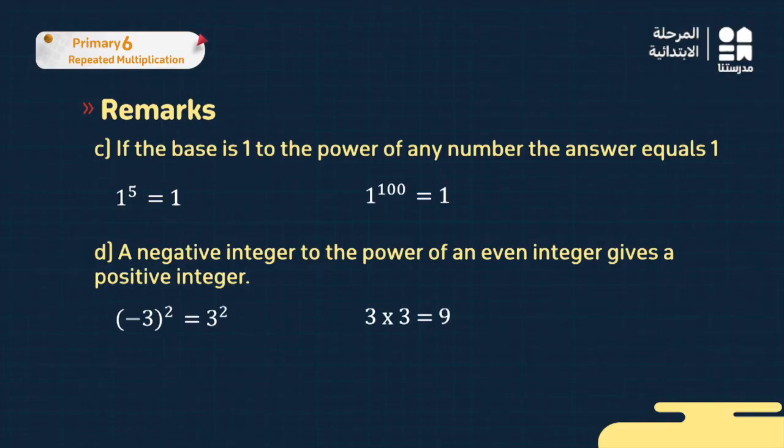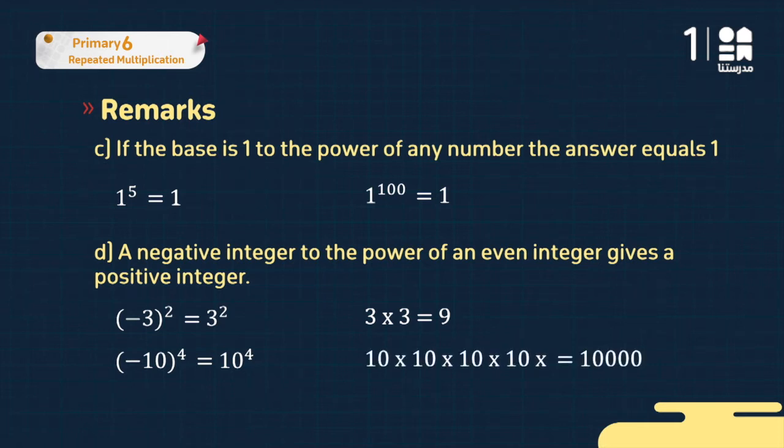So 3 times 3 equals 9. Negative 10 to the power of 4: 4 is an even number, and negative 10 is a negative integer. So the power of 4 will make my negative 10 become positive, because negative times negative gives me positive. So it will be 10 to the power of 4, and of course it will be 10 times 10 times 10 times 10, which equals 10,000.